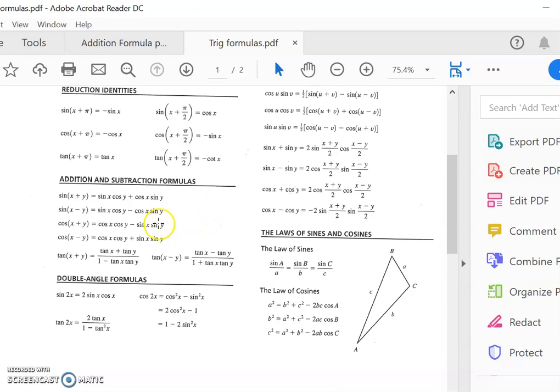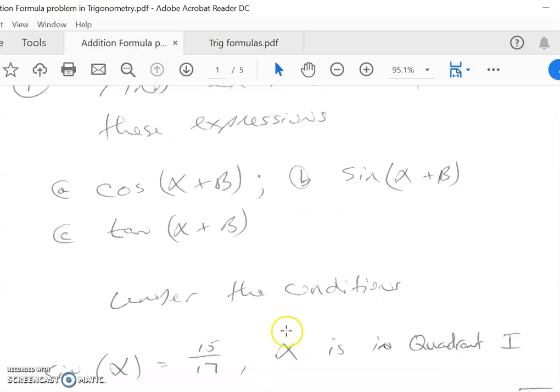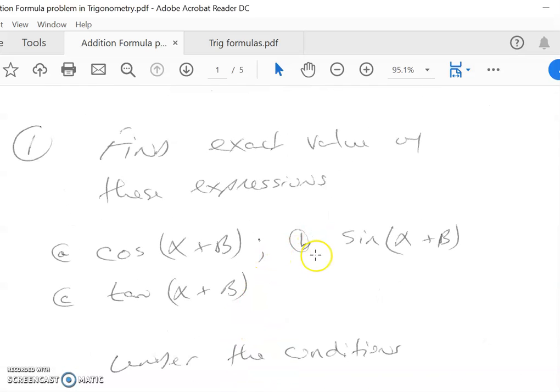Now, books obviously are written differently. This book that I happen to use talked about the addition formula as being sine of x plus y. Your book might say sine of alpha plus beta, but it's exactly the same concept. Okay, so let's look at the problem. The problem says find the exact value of these expressions. And I did the first one. I did A, cosine of alpha plus beta.